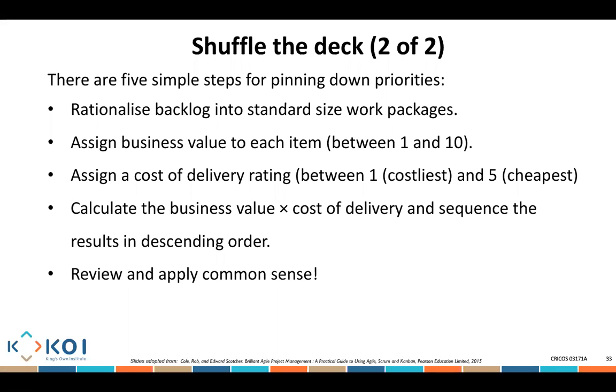Then we see, if I say the value is 10 and the cost rating is 5, that means the cheapest. 10 times 5 equals 50. This user story is going to give me much more value than another user story. So you rate your value, you rate your cost, and based on that you identify which user stories you are going to be working on. You calculate the business value, multiply by cost, and sequence the result into the order you find appropriate. Review and apply common sense in choosing what you are going to be working on at any point of time.